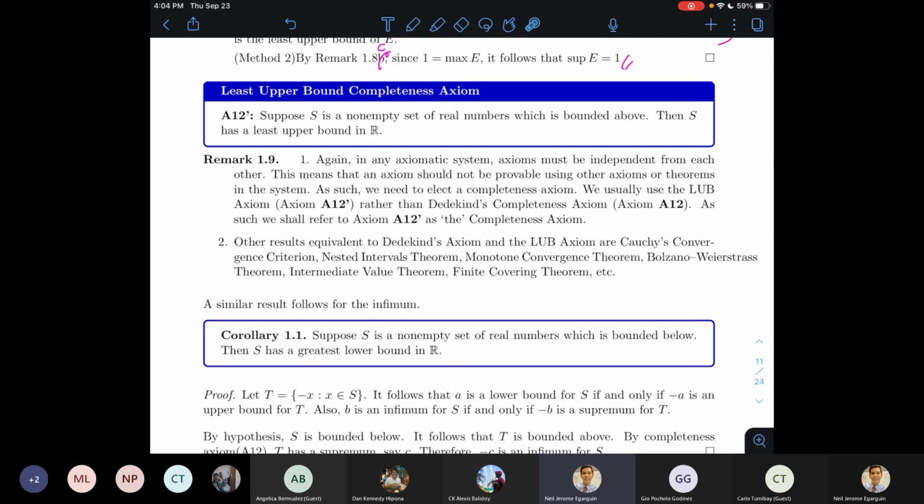And sabi natin, in an ideal logical discussion, dapat yung mga axioms ay independent. No axiom should be provable from another axiom. So in our development of the calculus of real numbers or real valued functions, we will just select the least upper bound property as our completeness axiom. So ito yung gagamitin nating completeness axiom.